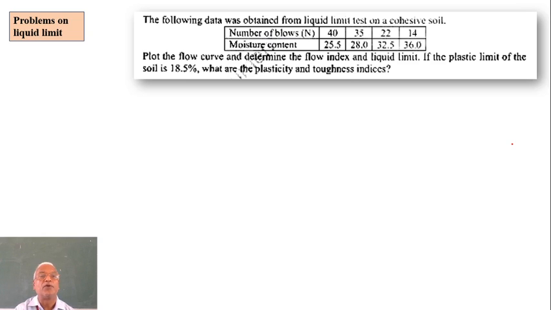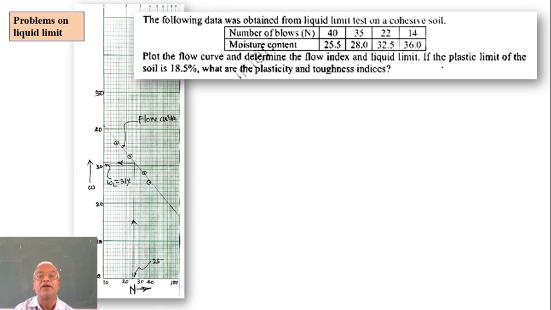Okay, this is one more data. The following data was obtained from a liquid limit test on a cohesive soil. Number of blows are given, moisture content is given. Plot the flow curve, determine flow index and liquid limit. If the plastic limit of the soil is 18.5, what are the plasticity and toughness indices? Here the graph is done. Again I have chosen 10 and 100 on the x-axis, and on the y-axis 10, 20, 30, because percentage is up to 36%. That's why I have taken the liberty to plot it 10, 20, 30, 40 up to 50.